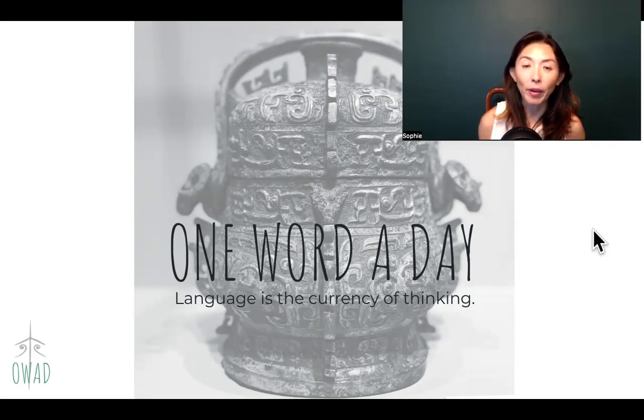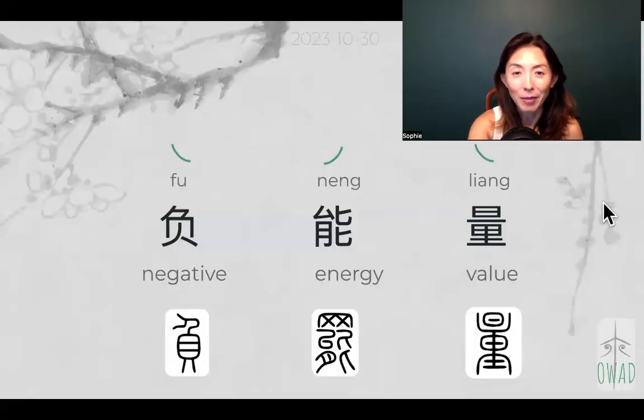Let's continue our exploration in this month where we are diving into some popular three-character Chinese expressions. And today we're going to talk about 负能量. It's a Chinese translation of negative energy.